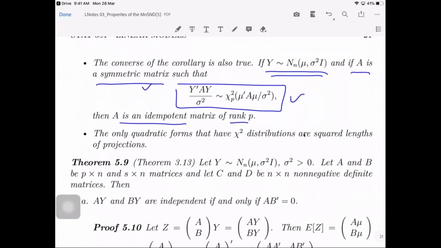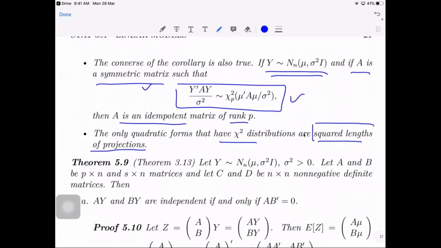So the only quadratic forms that have the chi-square distribution are squared lengths of projections. This is your squared length of projection actually, because the norm of V is a length, so it is your squared length. Okay, next.